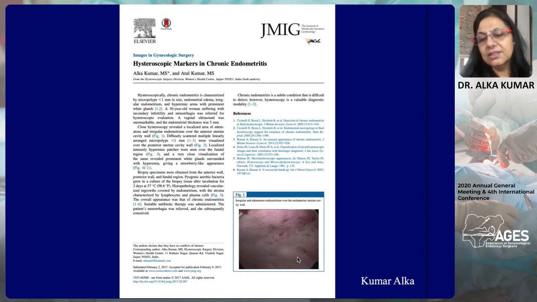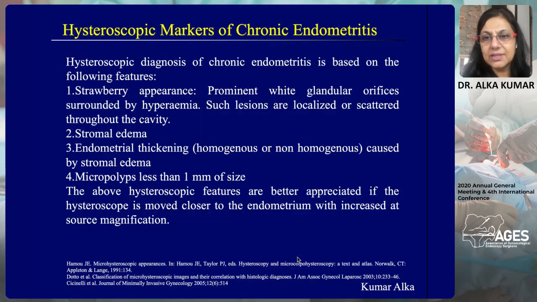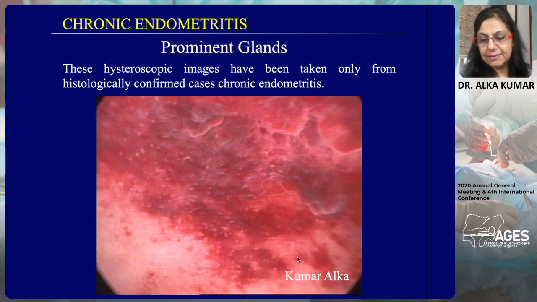Coming to the hysteroscopic markers in chronic endometritis, we were published in JMIG with these markers. Basically there are 4 markers. The first one is the strawberry appearance, which is prominent white glandular orifices surrounded by hyperemia. Such lesions are localized or scattered throughout the cavity. There is stromal edema. There is endometrial thickening, which may be homogeneous or non-homogeneous, caused by stromal edema, and there are micropolyps less than 1 millimeter in size.